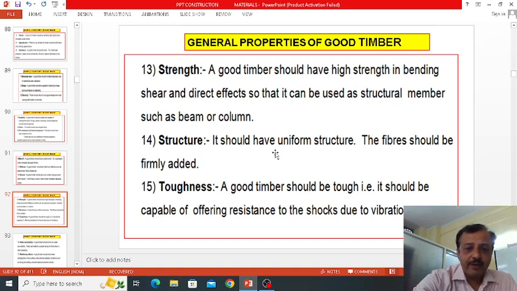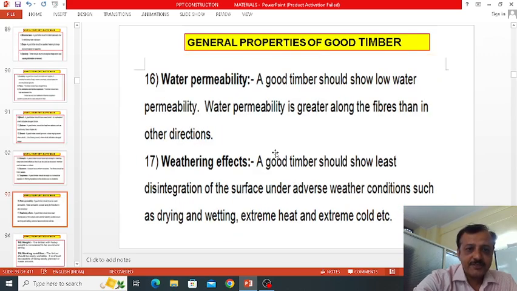It should be tough against shocks or vibrations, and it should have low water permeability. It should resist weathering action such as extreme cold and extreme heat and alternate wetness and dryness. These are some of the general properties of good timber.